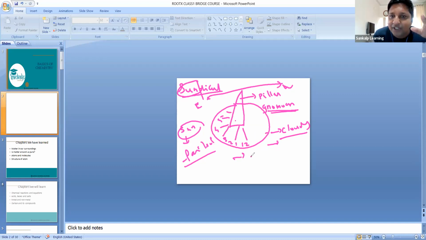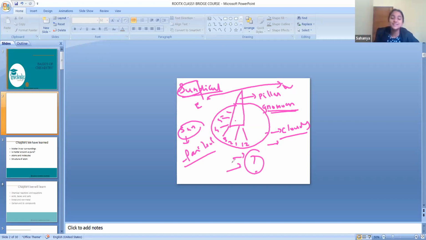So scientists started thinking about what new device people could use during the night time. Next, after the sundial, they came across the invention of the water clock. Okay, water clock. And why did they have to invent the water clock?